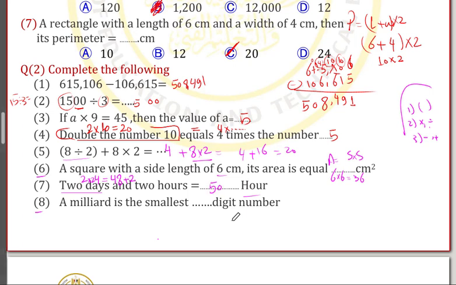Number 8. A milliard is the smallest space digit number. The milliard, as you know, is 1 and beside it 9 zeros. So it has how many digits? He didn't ask about the number of zeros. He wonders about the number of digits. So count the digits here. We have 9 zeros and the 1. So it's going to be a 10 digit number. Again, the milliard is the smallest 10 digit number.